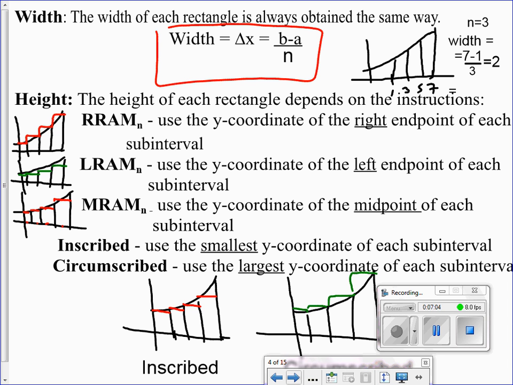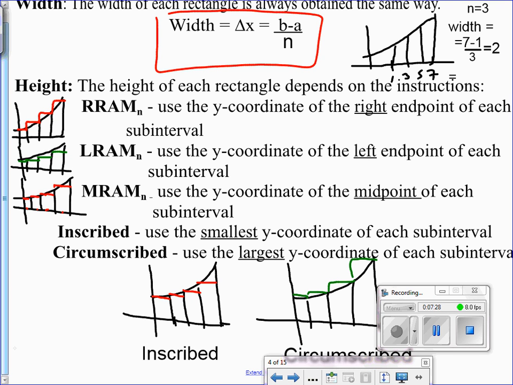And by the way, this little sub n here tells you the number of rectangles. Whatever that number is, that's how many rectangles I want you to use. If there's an m in front, that's a midpoint Riemann sum. And for that, they want you to use the y coordinate of the midpoint of each subinterval. That's a little trickier.